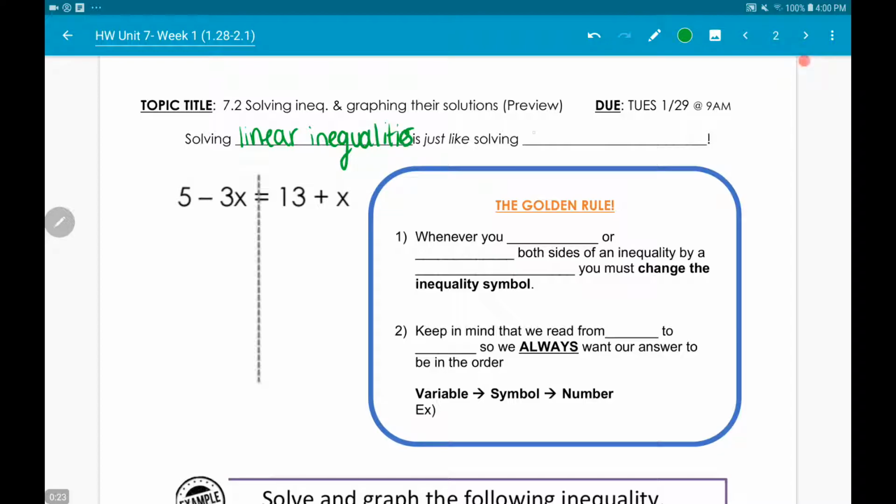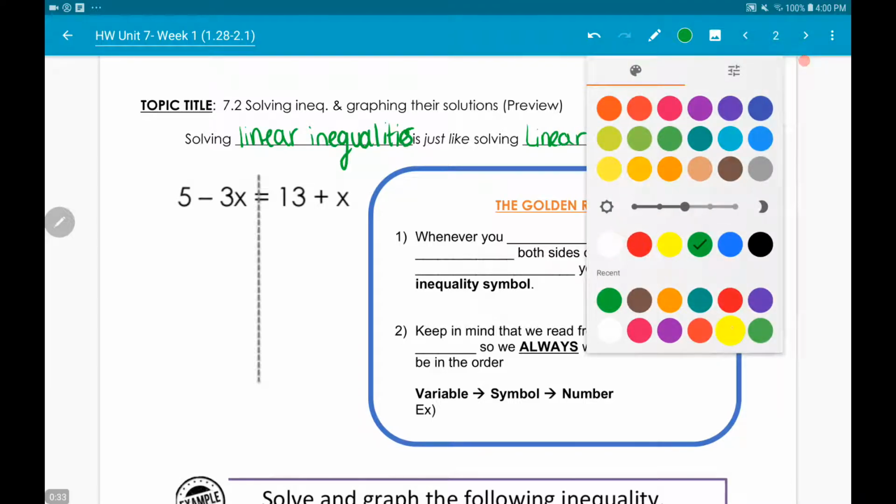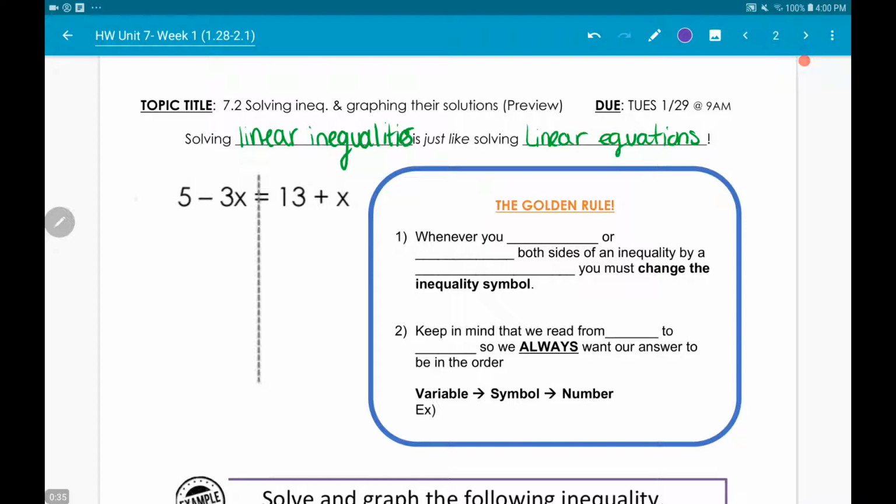is just like solving linear equations. So we need to think back all the way to Unit 1. And how would I solve this question on the left? All right, if you remember, we like to keep our variables over here. So I want my x's on this side, and I want my numbers and everything else on my right.